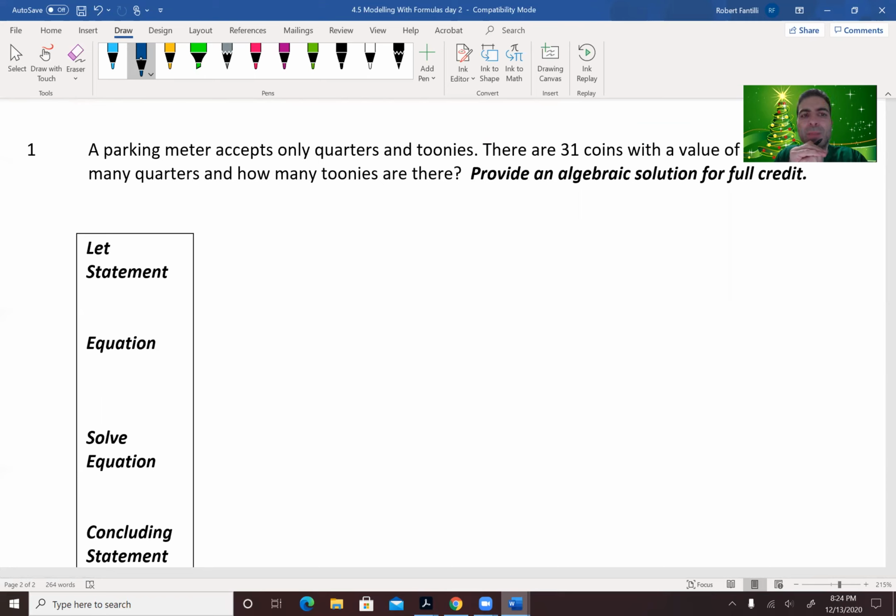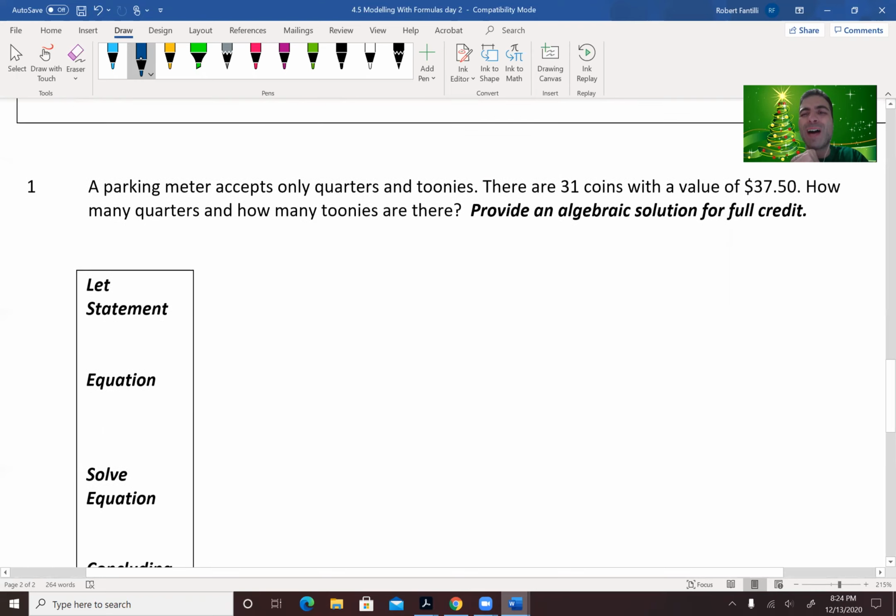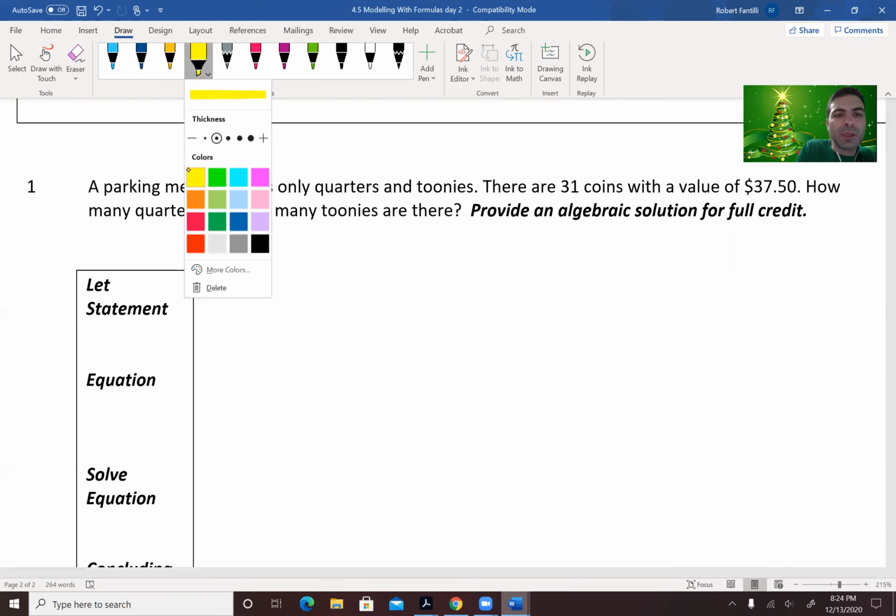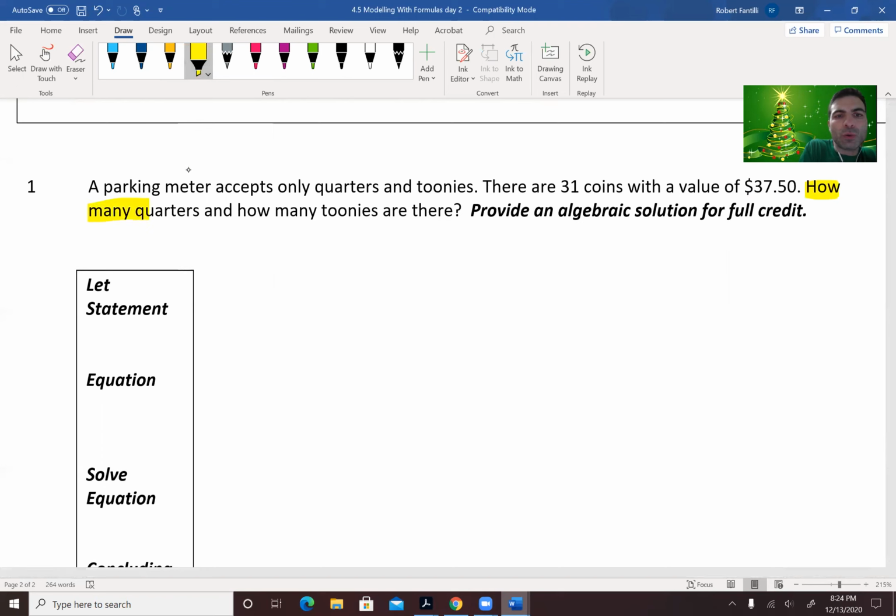A parking meter accepts only quarters and toonies. There are 31 coins with a value of $37.50. Remember, our let statement is about to come from here. How many quarters and toonies, and how many quarters and how many toonies are there?